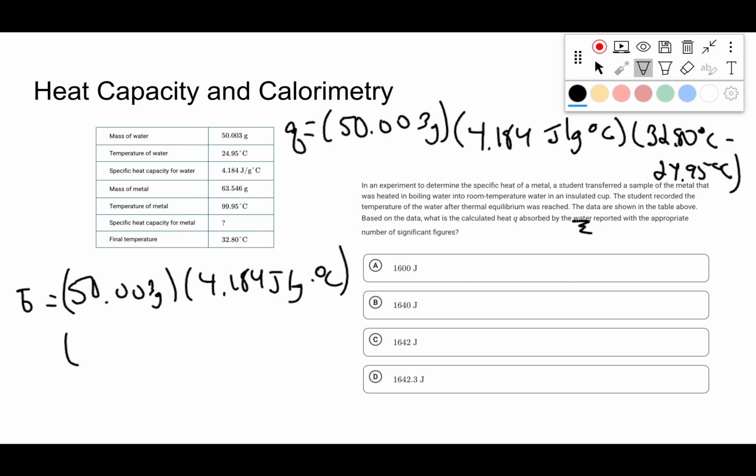And again, the rules for subtraction and addition are based on places past the decimal. That's the reason we need to write numbers exactly as they are in our problem. Because if I left off that 0 for 32.80, it would give me an incorrect number of sig figs. So since both of these have the digits in the hundredths place, then that's how I'm going to round. So my final change in temperature is 7.85, and that is going to be degrees Celsius. So now I'm going to multiply these out. My grams are going to cancel. Celsius is going to cancel. So then I do 50.003 times 4.184 times 7.85.